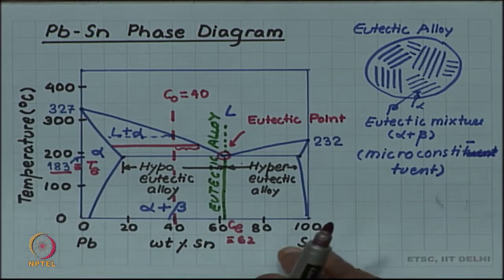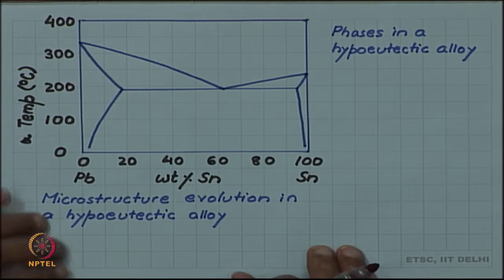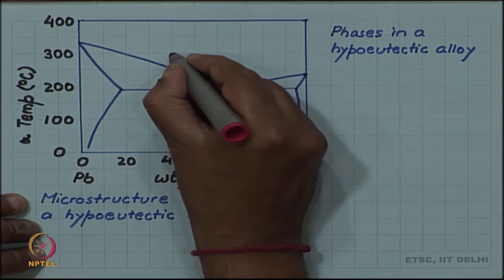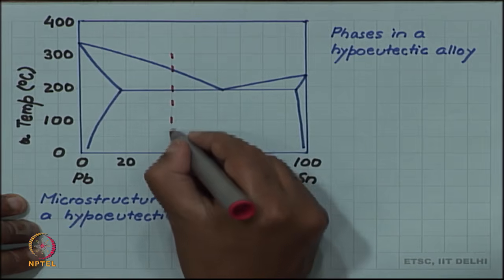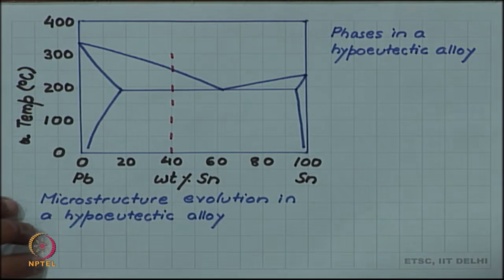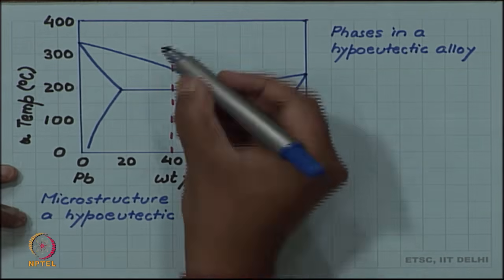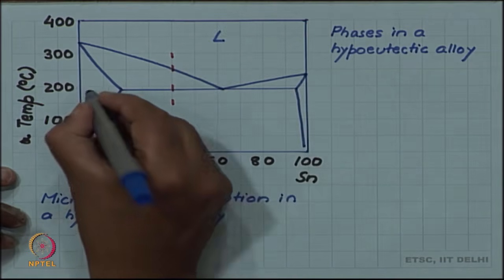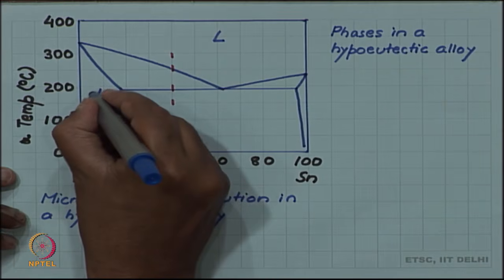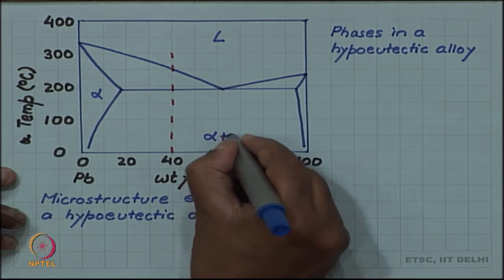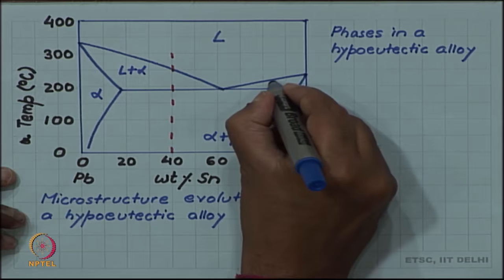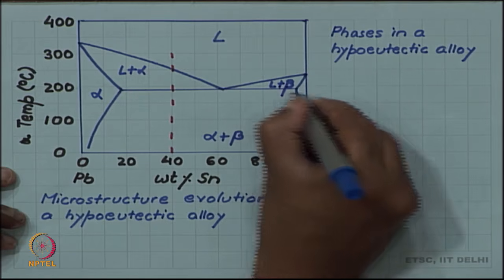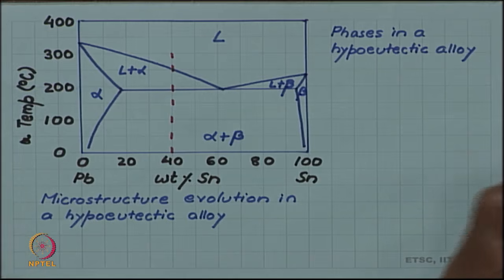So, let us continue this discussion on a different diagram. We are considering this alloy, the 40% alloy, which is our hypoeutectic alloy. The phases in this diagram, as you know, are liquid, alpha, alpha plus beta, liquid plus alpha, liquid plus beta, and beta.